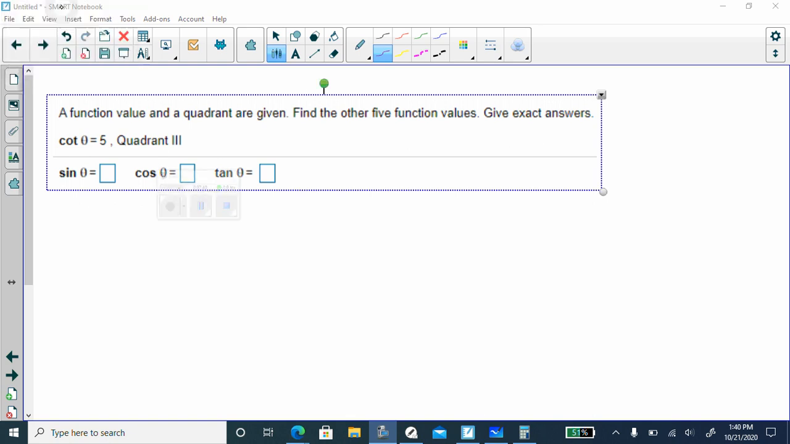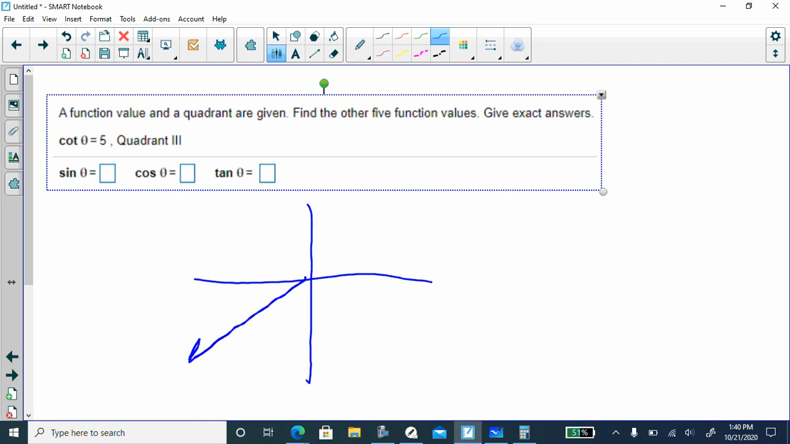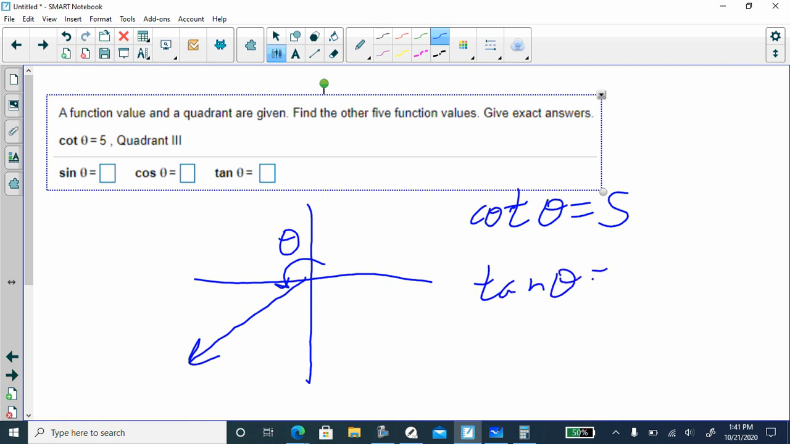Okay, so this one, they tell us that cotangent is 5 in the third quadrant. So we have some ray whose terminal side is in the third quadrant. So our angle is theta. And cotangent for that direction is 5. Now remember that tangent of an angle is defined as y over x, which means that cotangent is defined as x over y, because cotangent is the reciprocal of tangent.